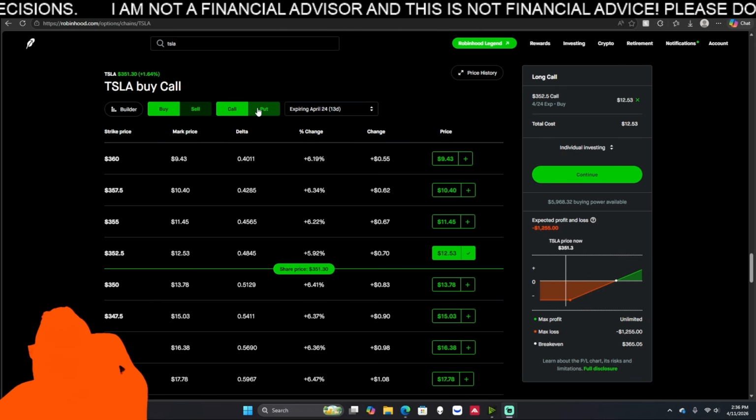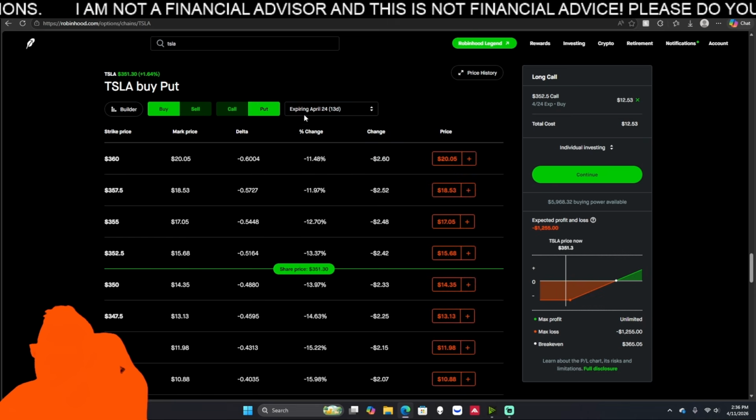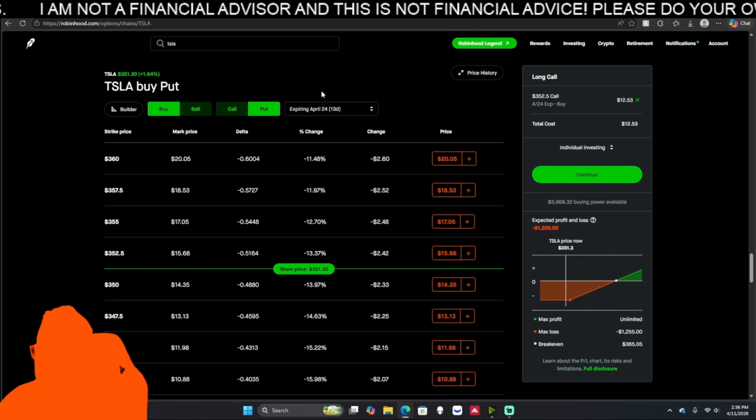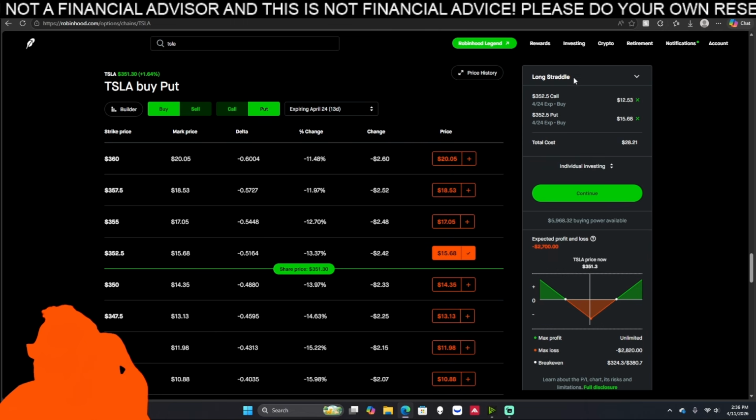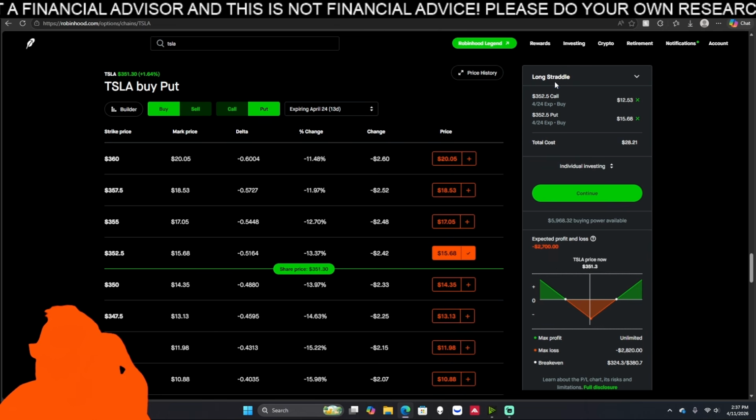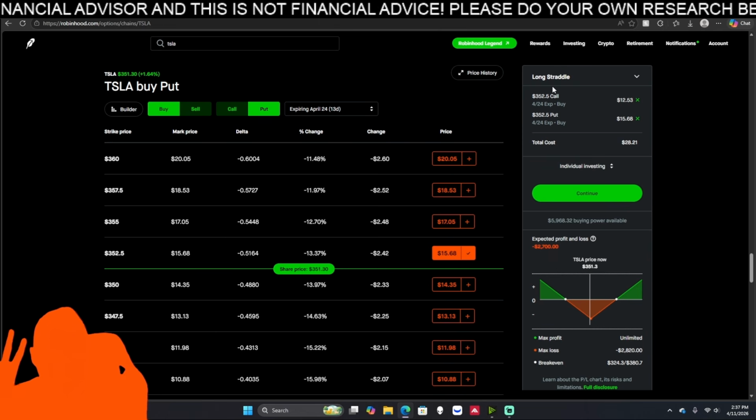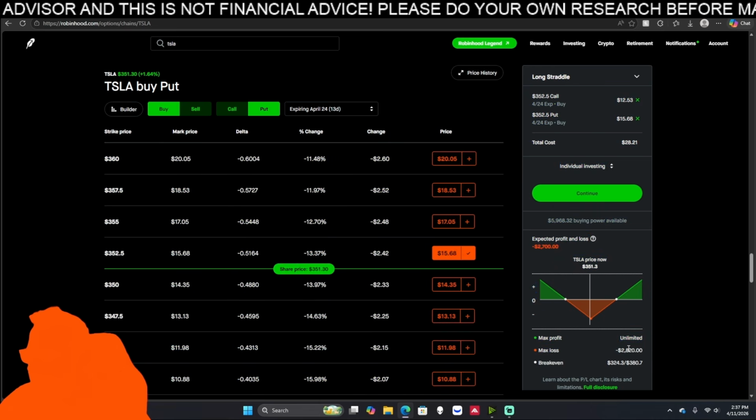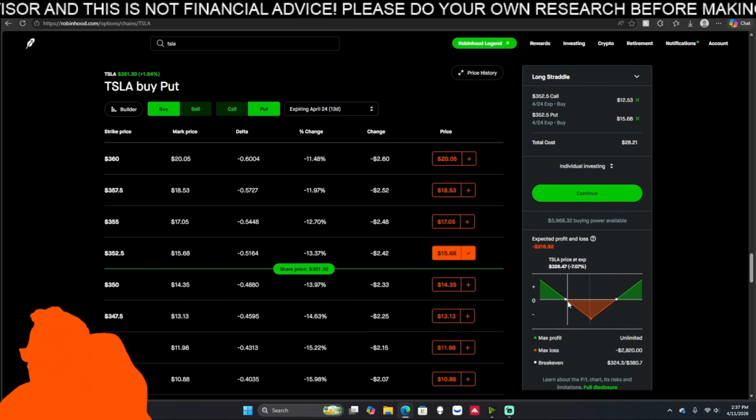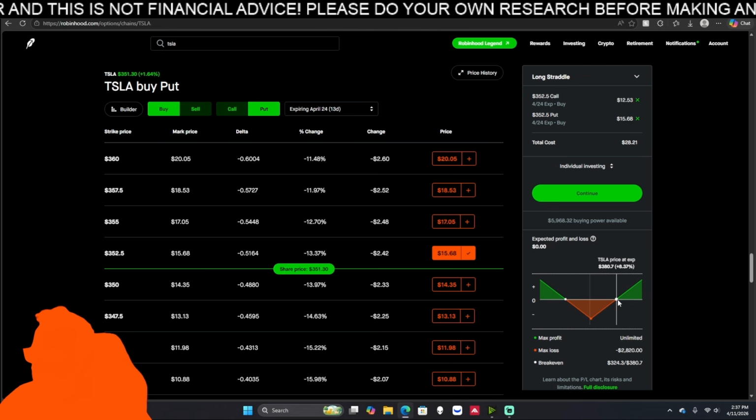So what somebody might do is say, you know what, Fridge, I'm going to buy a put option as well. Same expiration date, and I'll even buy the same strike price. And what this creates is what is called a straddle, because you're buying two legs. You're buying two contracts here. As you'll see, your max loss is $2,820 here, and you're basically betting for Tesla to have a move in either direction.